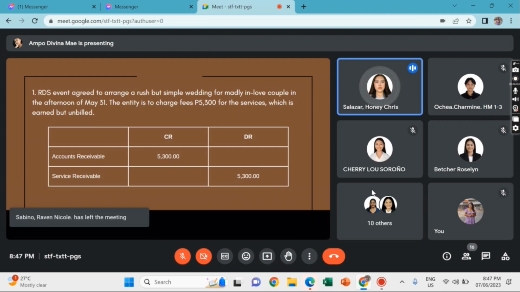For example number 1: RDS Events agreed to arrange a rush but simple wedding for a madly in love couple in the afternoon of May 31. The entity is to charge fees of 5,300 for the services, which is earned but unbilled. So it is earned but not yet paid. So the accounts receivable is 5,300, and the service revenue is also 5,300. So that's all, thank you.